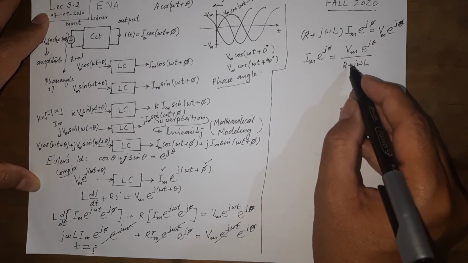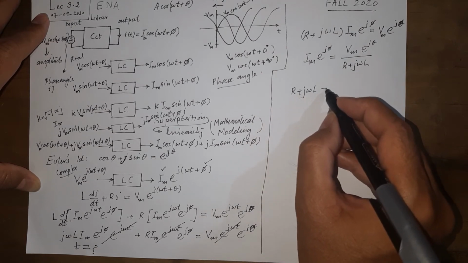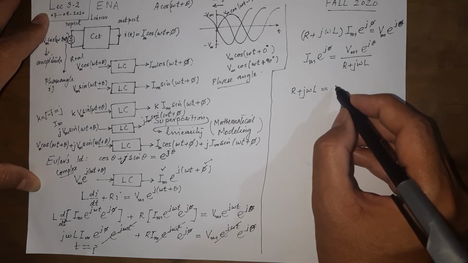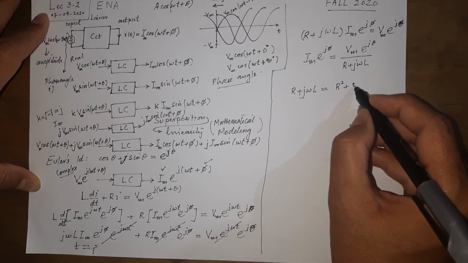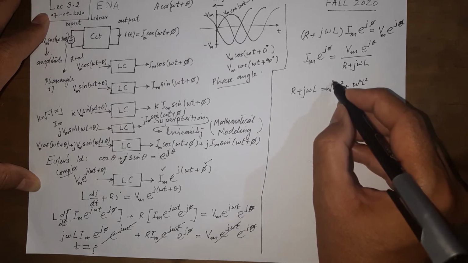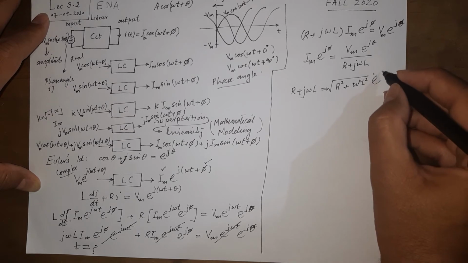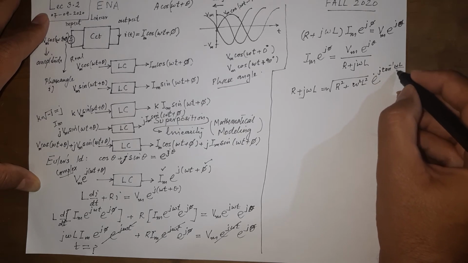This is a complex number, and a complex number in rectangular form can be converted to a complex number in polar form, and it will become square root of r square plus omega square l square, and e raised to the power iota tan inverse omega L over R.